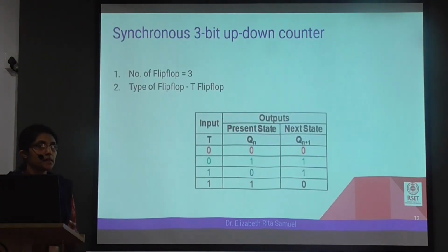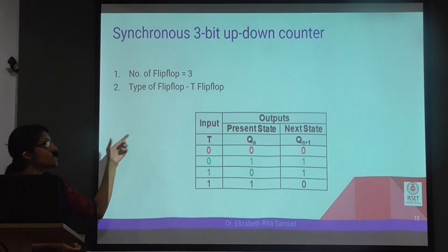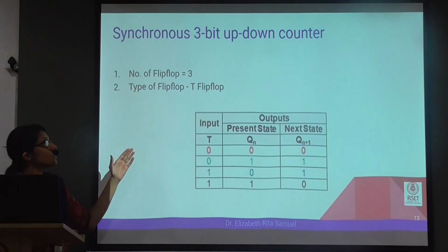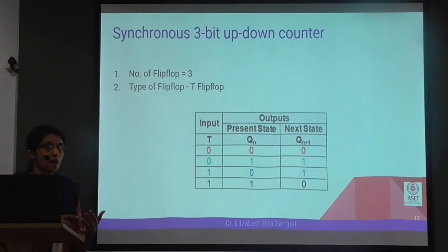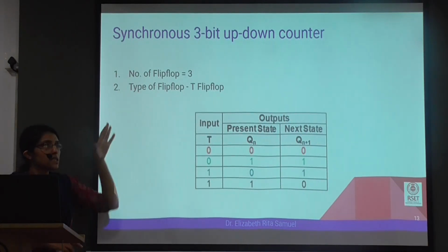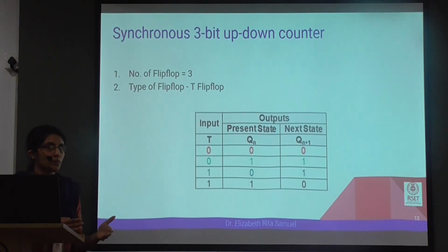Now we will see another example, that is a synchronous 3-bit up-down counter. So here again you will have to see the number of flip-flops required. Since it's 3-bit, we know we are counting from 0 to 7. And since we have to count from 0 to 7, the number of flip-flops required is 3. And for this example, I have considered a different flip-flop, T flip-flop, just to be aware of how we can do the designing of our counters with different types of flip-flops.